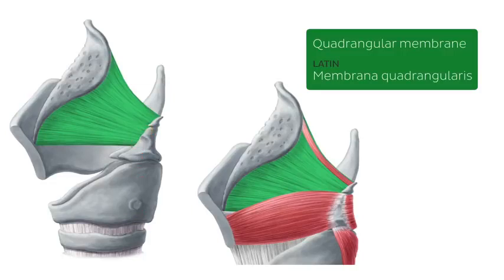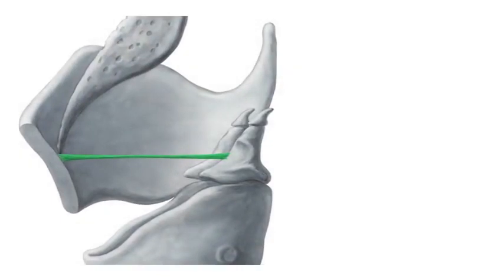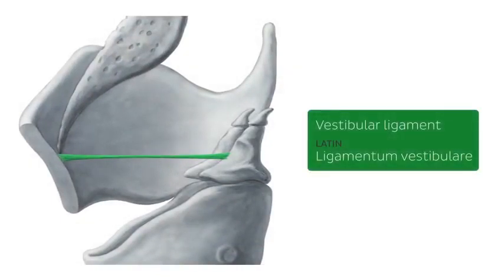Now, the superior border is in the aryepiglottic fold. So as you can see here, this is clearly a definition, what actually defines the aryepiglottic fold. And the free inferior border of the quadrangular membrane, as you can see here, is this ligament, the next ligament, the final ligament that we're going to look at. And this is known as the vestibular ligament, which is the vestibular fold when covered by mucosa.